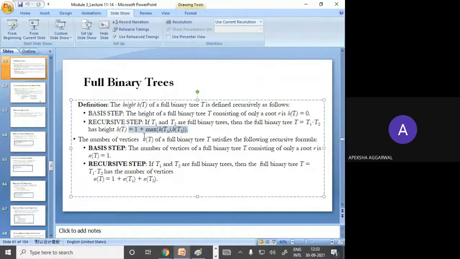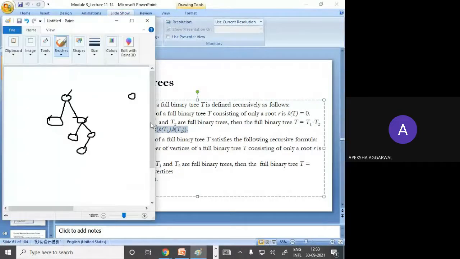And what are T1 and T2? T1 is the left child and T2 is the right child. This statement is clear. How does this 1 plus come? Because 1 is for the present tree, whatever it is having, plus the height of the left subtree and right subtree. Clear?